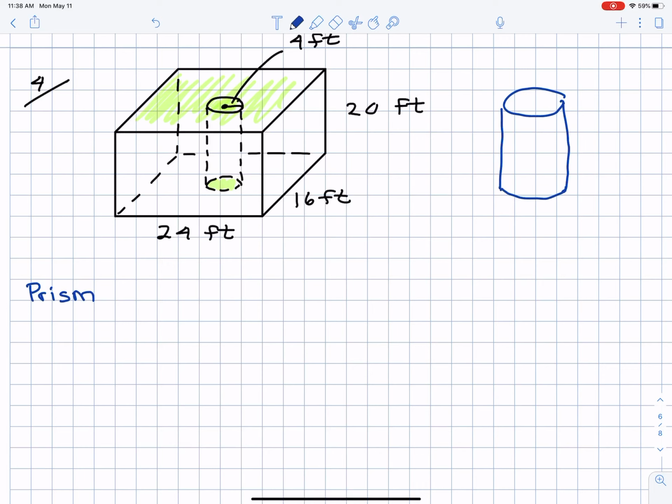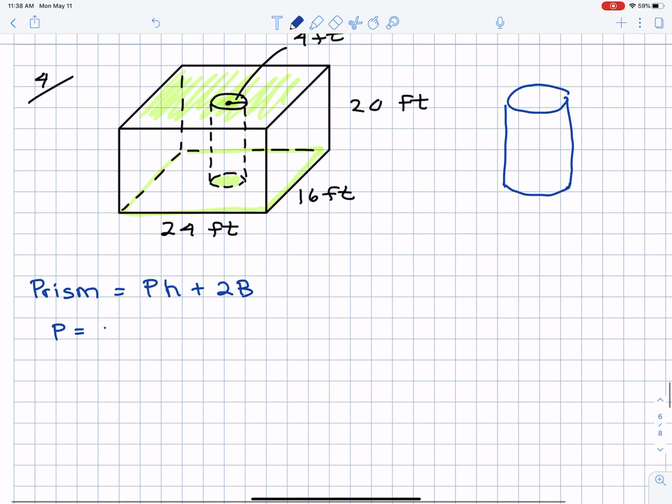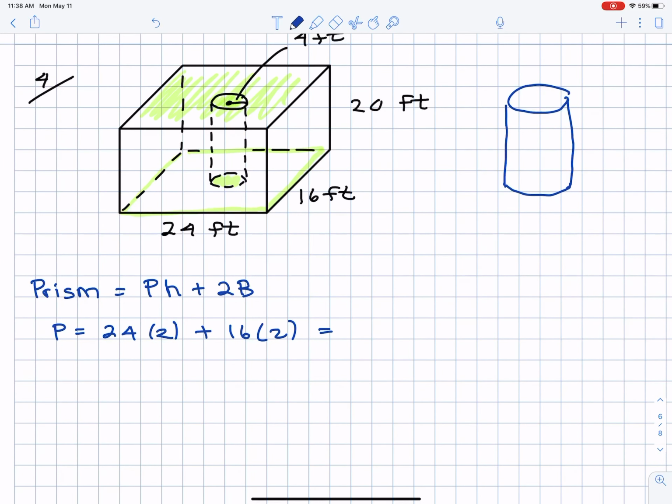So the surface area of a prism, we already know that. That's going to be the perimeter times the height plus our two bases. In this case, I think you would agree, our perimeter, I'm just going to call it P for short, is the distance around this base. So there's two 24s, two 16s. So 24 times 2 plus 16 times 2. Cleaning that up, I end up getting 80. Okay, so that's our perimeter.